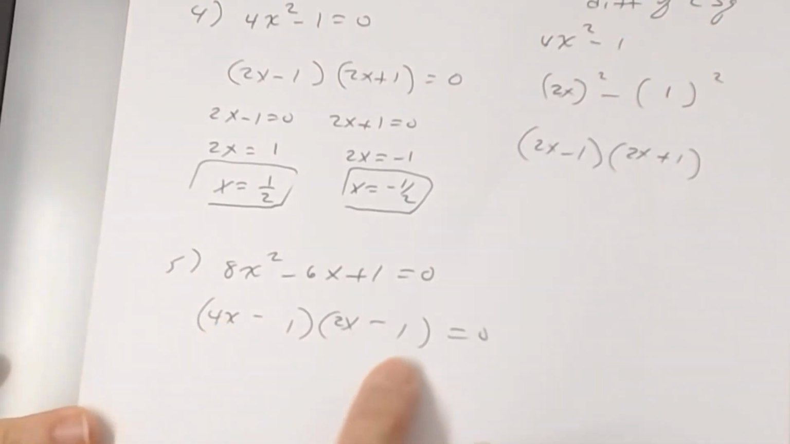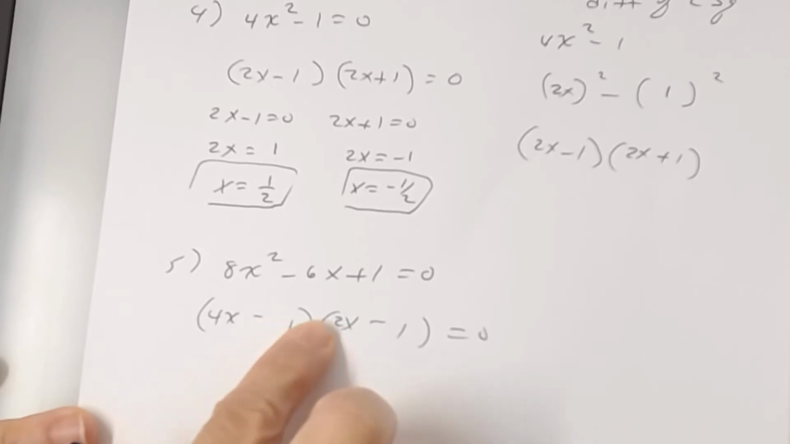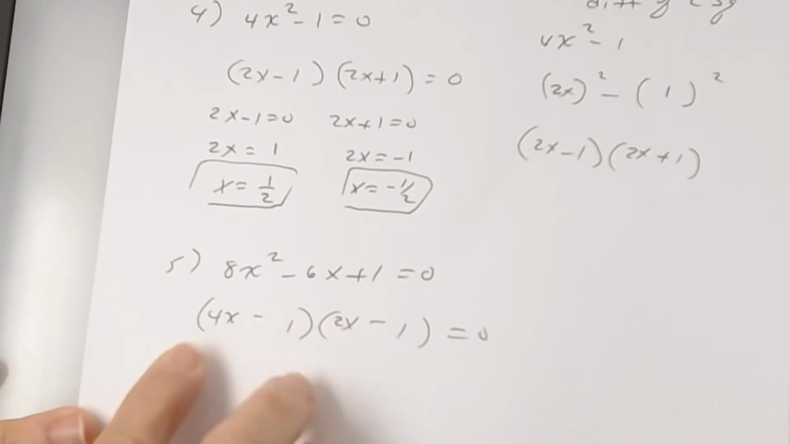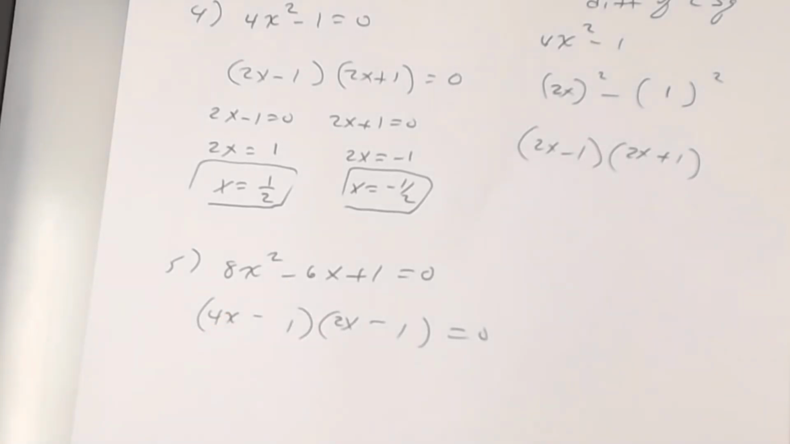What's the outer? Negative 4x, right? What's the inner? Negative 2x. When I add them up, what's a negative 4x and a negative 2x? Negative 6x, which is what I wanted. So what I have is correct. What's the next step? Yeah, zero factor property. Good.